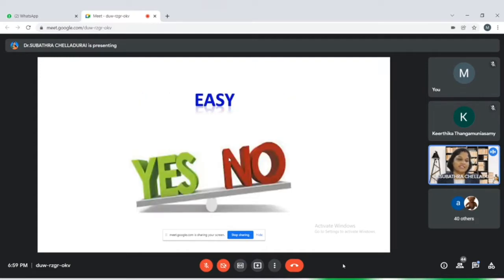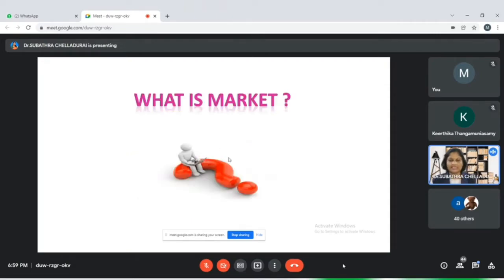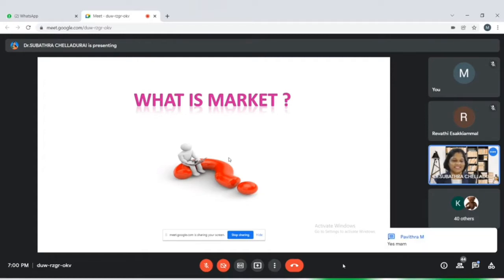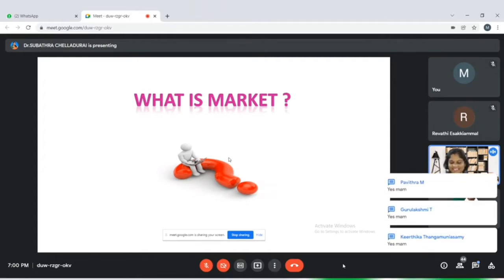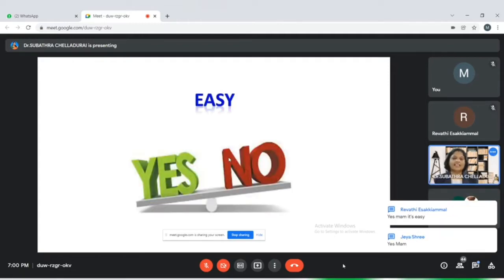I hope this is very easy, right? Yes or no? Type in the chat box, all the 37 or 38 students present. Product and market is easy. Let me see how many responses, how many active participants. Yes, easy. Product na porul, market na sandai. Sandai na nama enga porula vikkiromo andha edam. Okay, very easy. Then we'll move on to the next.